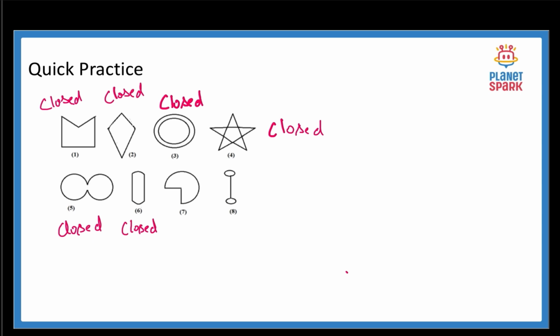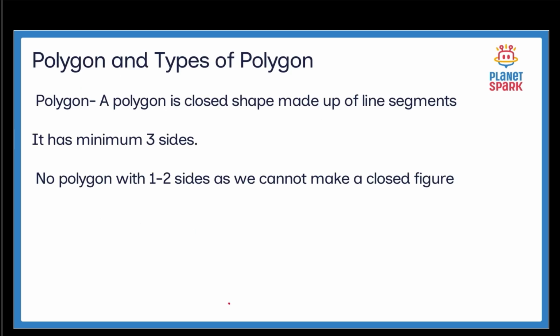Now, seventh figure, the starting and the ending point are not the same, so it is an open curve. Eighth one, starting and the ending point are not the same. Again, it is an open curve. So this was about curves. Now let us learn about polygon and types of polygon.